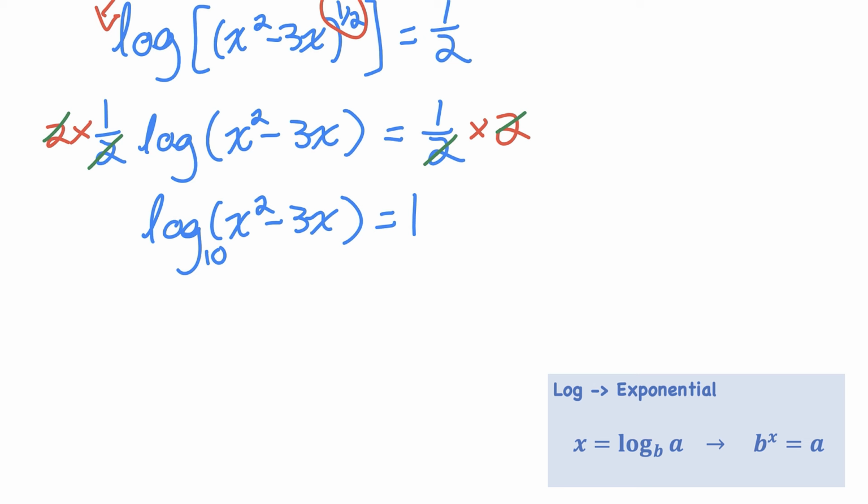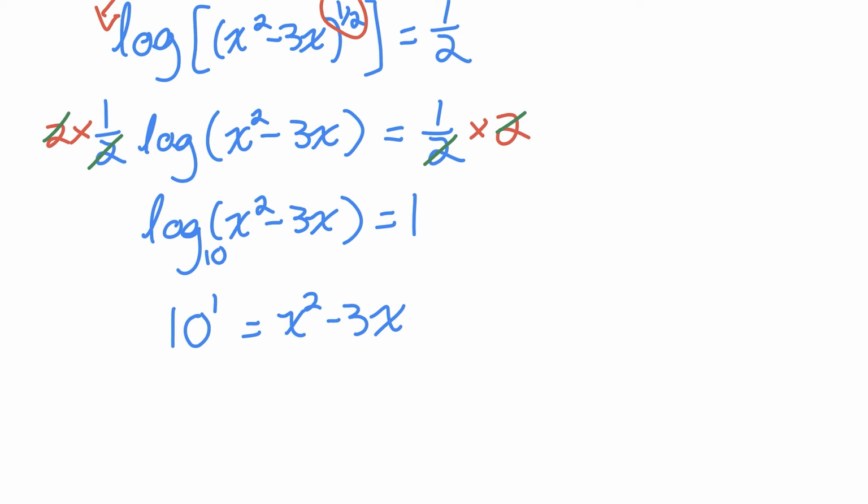So what this means is that 10 to the power of 1 is equal to the argument. So that's what I'll write: 10 to the power of 1 equals x squared minus 3x. Now this is just a quadratic equation to solve, so I'll set it to 0 by moving the 10 to the right.